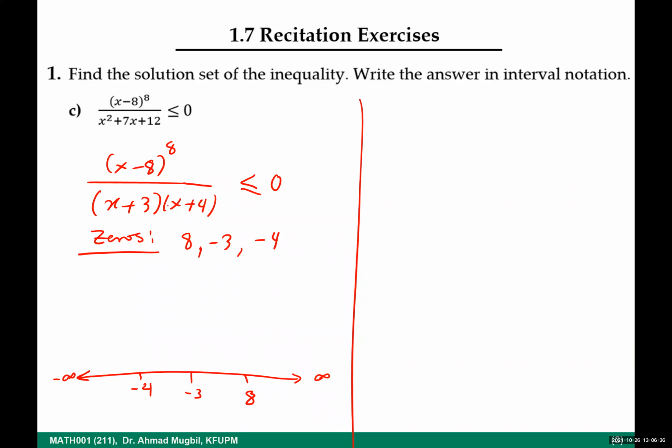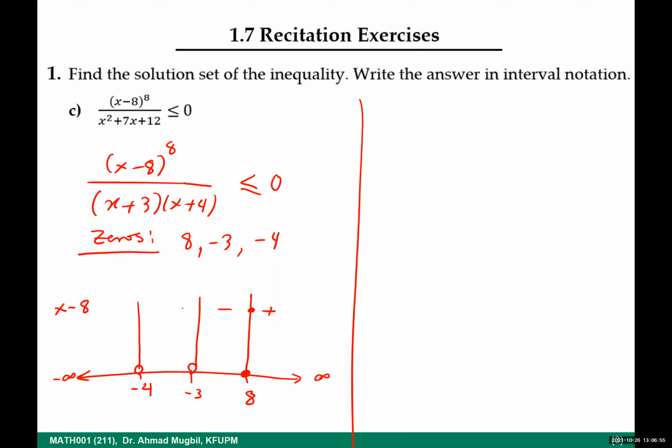But since negative 3 and negative 4 are in the denominator, they will be open. The only one that will be closed is 8. Excellent. Now we will write the factors here. The first factor is x minus 8. You know for x minus 8, it is 0 where? It is 0 here. Yes.